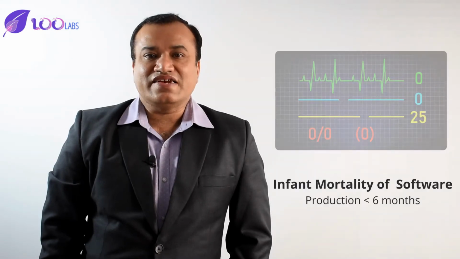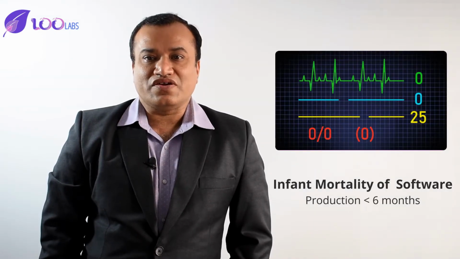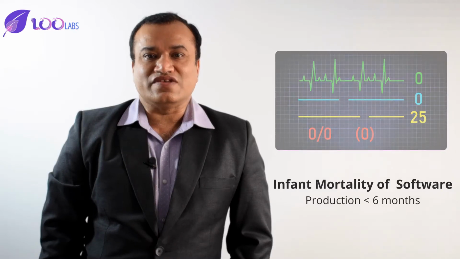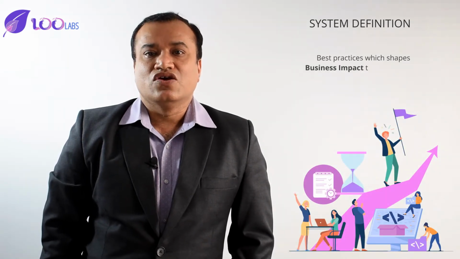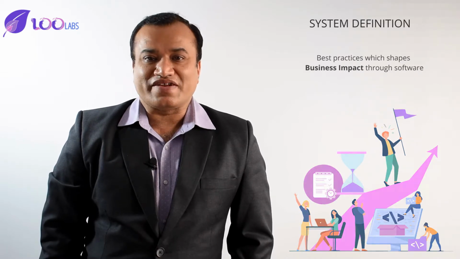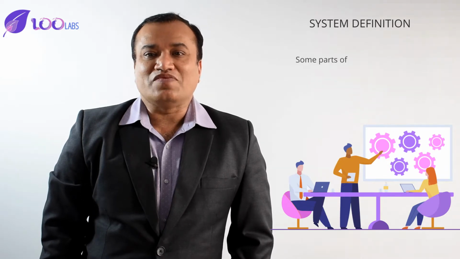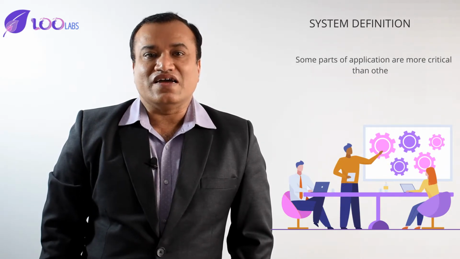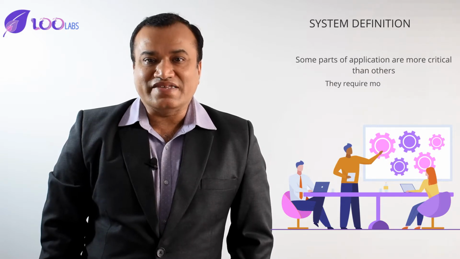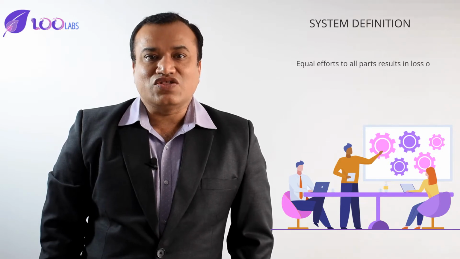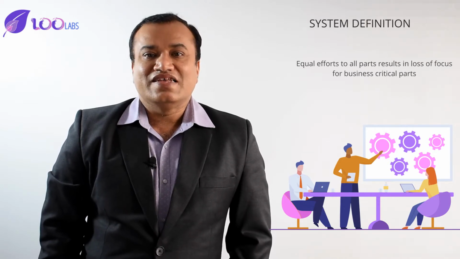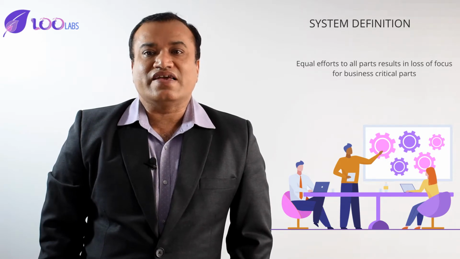We are witnessing an increasing number of infant mortality of software, which has inspired us to make this video series. In this video, we will talk about best practices during system definition stage of the project, which shapes business impact through software. Not all parts of problem space are equal. Some parts of the application are more important than the others and hence need more attention and investments. Spreading effort and quality equally throughout the entire system results in a loss of focus for the real impacting area.